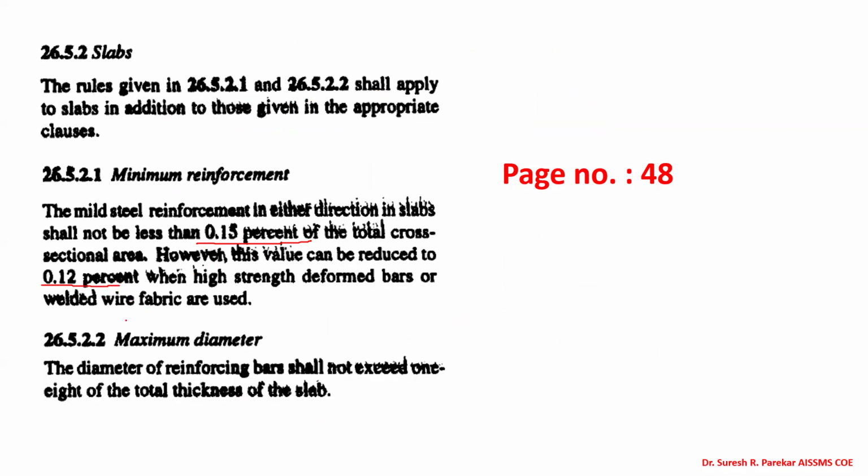Maximum diameter of bar that is given in slab. So maximum dia in slabs should not be greater than 1/8 of the total thickness. So d upon 8, where d is depth of slab. So your maximum diameter should not be greater than, or we can say it should be less than or equal to d slab by 8. These are actually two main criteria which are related with your slab given on page 48.